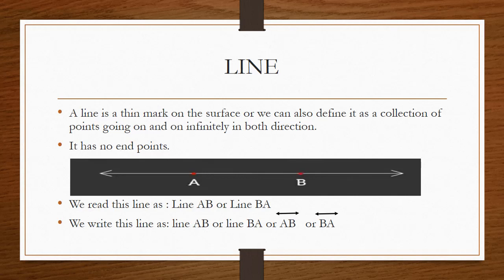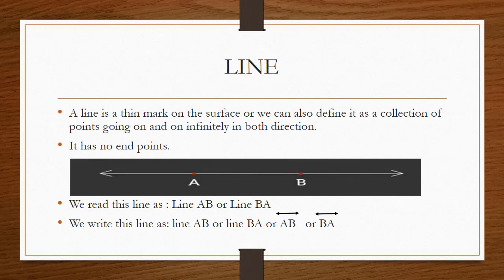Now let's move to line. A line is a thin mark on the surface, or we can also define it as a collection of points going on and on infinitely in both the directions. That means it has no end point. That's why in the given picture you can see the arrow mark is given in both the directions. That shows it is moving in both the directions infinitely.